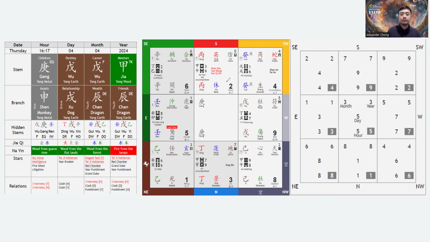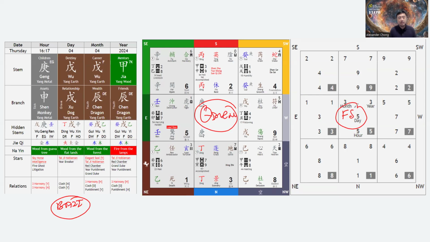Okay. Now, Qi itself. This is Qi. This is the month chart. Of course, you don't see the month here, but this represents the month chart. And then this is the flying stars. And then this is the Bazi chart. Okay. How do we actually use this in terms of the applications of this?